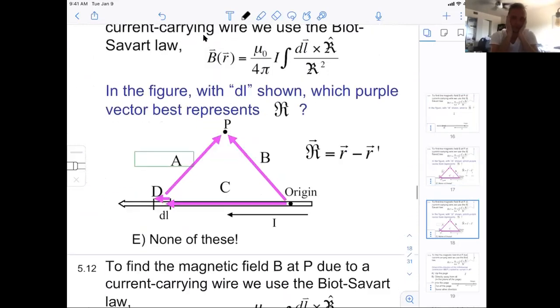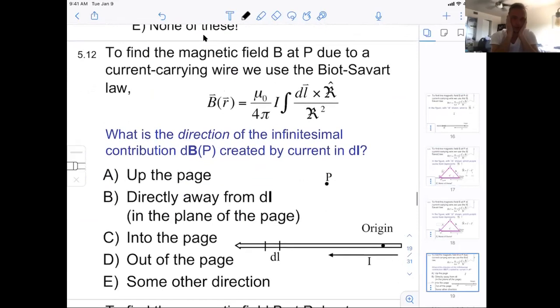So we know that this is representing the curly R, and now let's find out the B field. Given this little current distribution, with current flowing to the left-hand side, you have a point P above the wire. Using Biot-Savart, can you find the direction of the B field at this point P that's created by the current in dL?